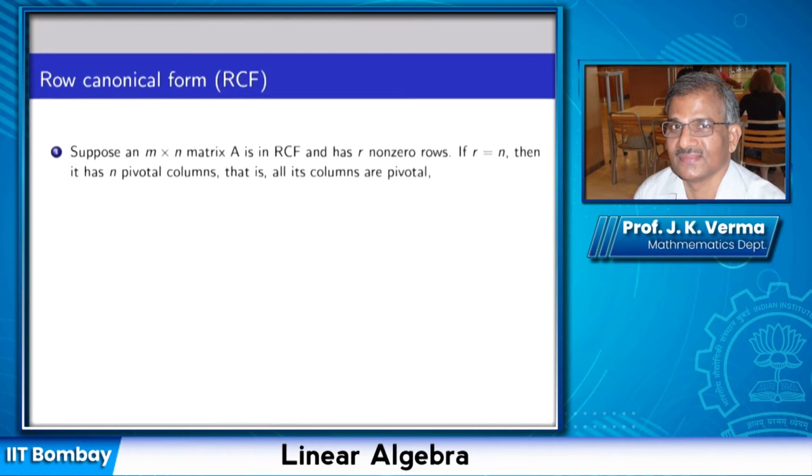So suppose we have a matrix A in row canonical form, and suppose it has R non-zero rows. That means there are R pivots in the matrix. So there are going to be R columns in the matrix where the only non-zero entry is the pivot. All other entries above the pivot and below the pivot are equal to 0. There are n columns, so there are n minus R other columns which don't contain pivots.